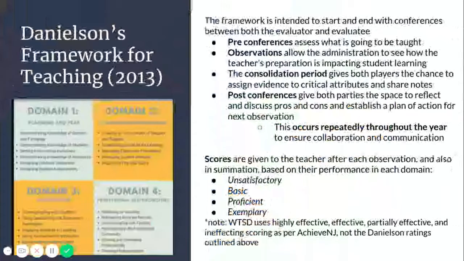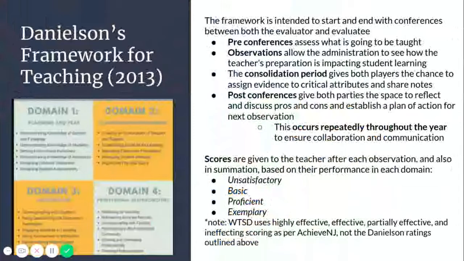The framework is intended to start and end with conferences between both the evaluator and the evaluee. So you will have these pre-conferences, especially when you're non-tenured, to assess what's going to be taught. You'll be observed. There'll be a consolidation period where you're going to try and provide or assign evidence to the critical attributes that are outlined in the framework to see where you have met those attributes and where you need to work on. And then post-conferences, both parties will have a chance to reflect and discuss both the pros and cons of the observation and establish some plan of action for the next observation.